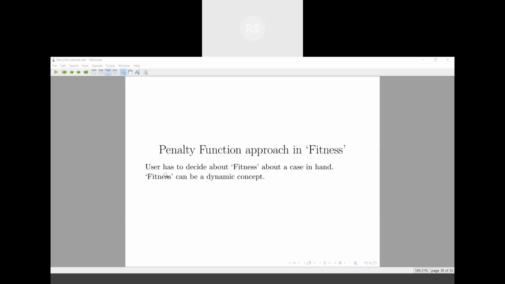Because many times there are constraints. If some constraint is there and your candidate is not satisfying that, it poses a penalty, right? Now that penalty should be appropriate. Now, who will decide this? You are going to decide.